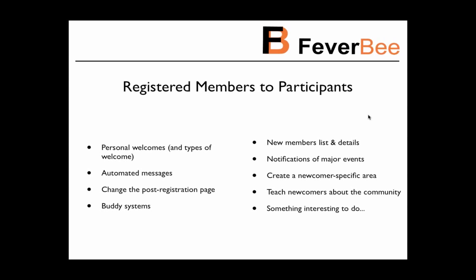So once you know whether this is a problem or not, there are so many interventions that you can make here to convert more registered members into participants. So for example, one of the most common, the community manager can welcome someone to the community. Or you can have automated messages that go out to people when they join, or a couple of days later on, or a week afterwards to find out exactly where they are dropping out.